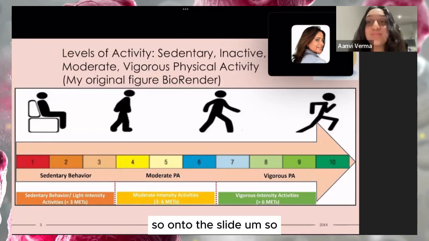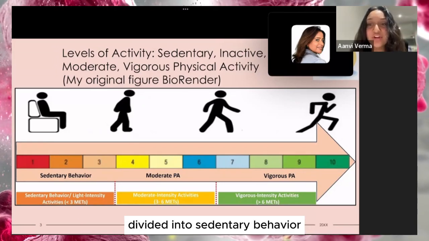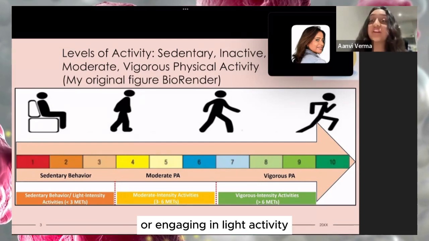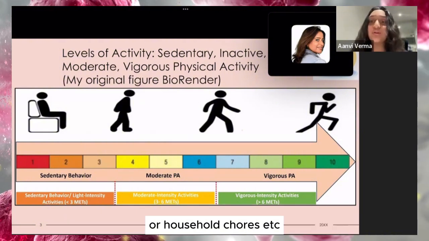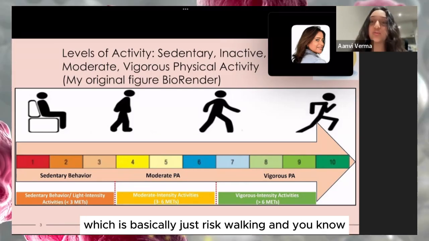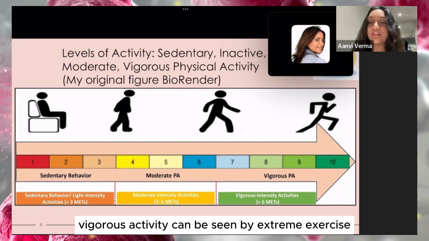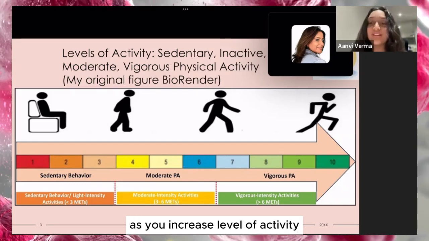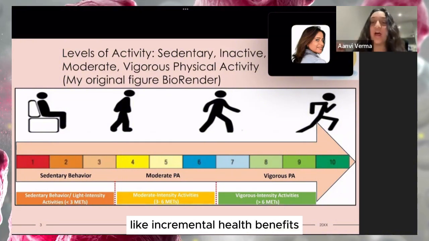So onto the slide. We can see that levels of physical activity can be divided into sedentary behavior. For example, this could be people sitting or laying down all the time, or engaging in light activity, which would be taking short walks around the house or household chores, etc. Moving on, there is moderate activity, which is basically just brisk walking, and vigorous activity can be seen by extreme exercise. So if you're running or sprinting, maybe doing push-ups. As you increase levels of activity from sedentary to vigorous, you're going to be gaining incremental health benefits.